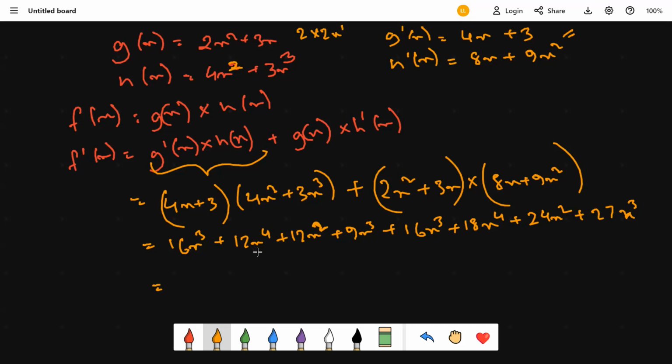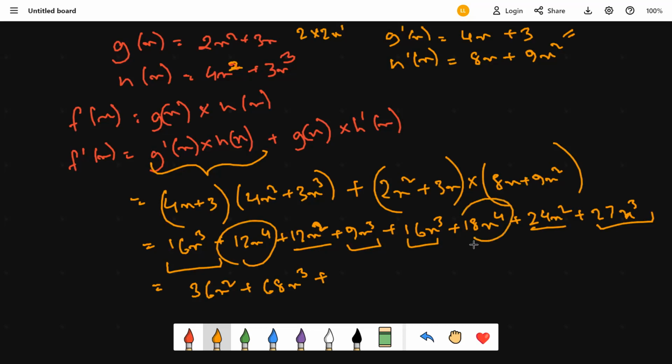Now if we simplify them, which is the smallest one? These are the smallest ones. So 36x squared plus 12 plus 24 is 36. Then we have cube: 16x cubed, 9x cubed, 16x cubed, 27x cubed. So 16 plus 16, 32. 32 plus 9 plus 27, 36. 32 plus 36 gives us 68x cubed, plus 12 and 18, 30x to the power 4.